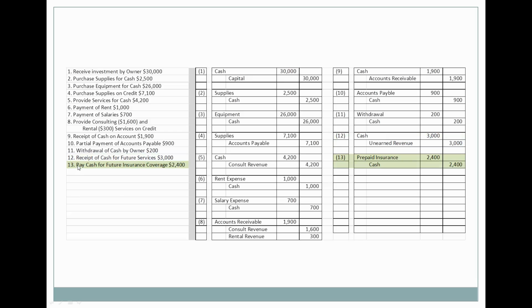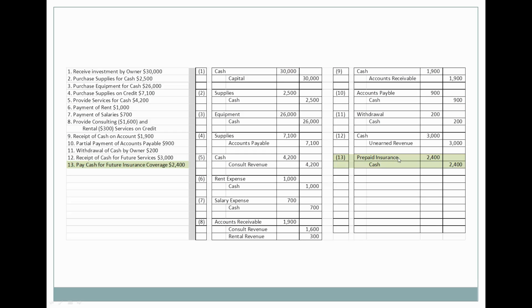Here we have prepaid insurance. We're going to pay cash for future insurance coverage in the amount of $2,400. And so now we have an asset because it's going to benefit future periods. So it's an asset, prepaid insurance of $2,400. So the asset is going to increase with the debit. Cash is going to decrease with the credit.